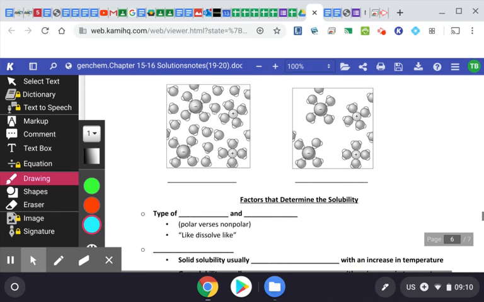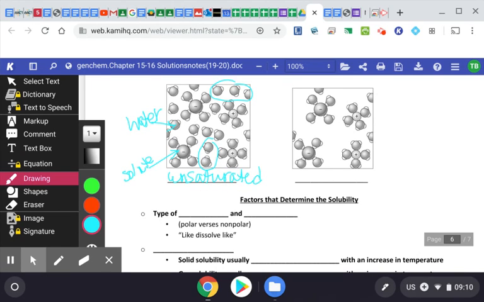Here you see a couple of images describing solutions. On the image to the left, these are all water molecules there, and these particles here are your solute particles. Notice you have a lot of extra water molecules floating around that could still be surrounding solute particles. Because you could add more solute to this solution, this would be an image of an unsaturated solution.